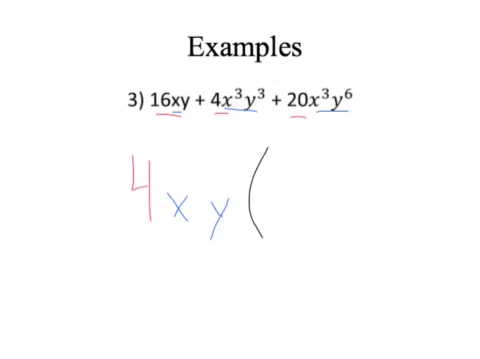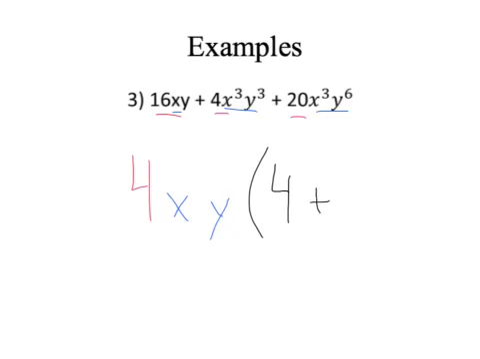So I'm going to do 16 divided by 4 is 4. I have one x. I take that x out, so I don't have any x's left. I have one y. I take it out. I don't have any y's left. On to my next term.